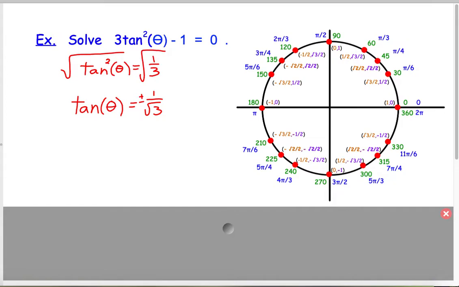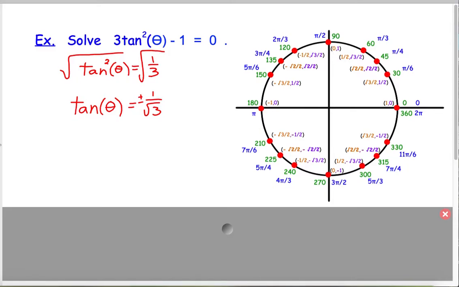So when is the tangent equal to 1 over root 3? Now if you've done enough work on the unit circle, you're going to recognize that. But if it helps, a more complicated version of this answer is if you think of it this way.